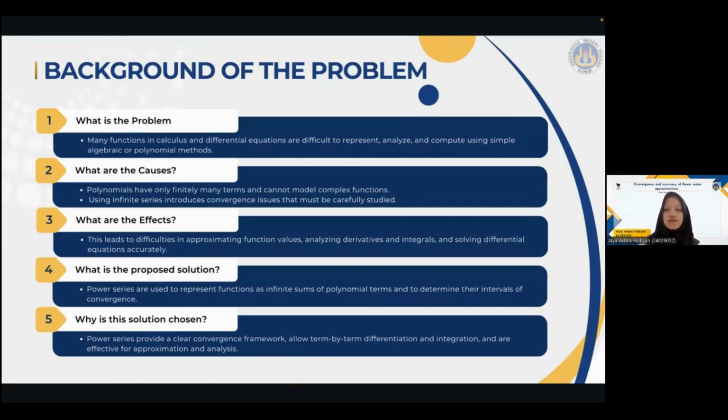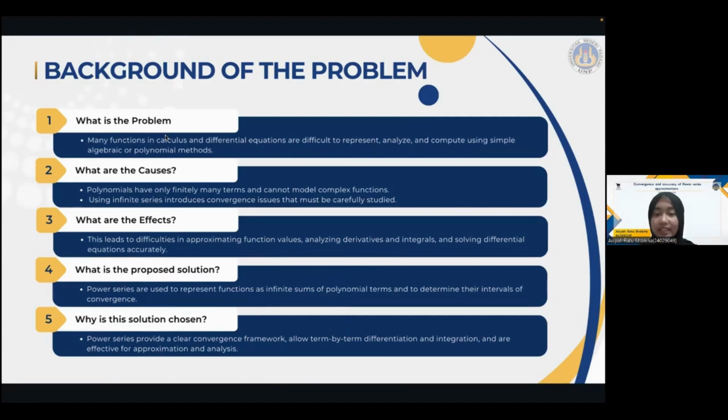Power series allow functions to be expressed as infinite sums of polynomial terms and make it possible to determine the intervals of convergence. This solution is chosen because power series provide a clear convergence framework, support term-by-term differentiation and integration, and are highly effective for function approximation and mathematical analysis. Therefore, this project focuses on the use of power series as a powerful tool for representing and analyzing complex functions in calculus.